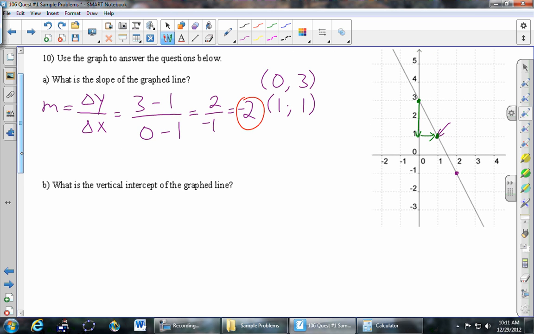Part B, what is the vertical intercept of the line? Well, it happened that we found it before. The vertical intercept is 0, 3, or just plain 3 if you prefer.